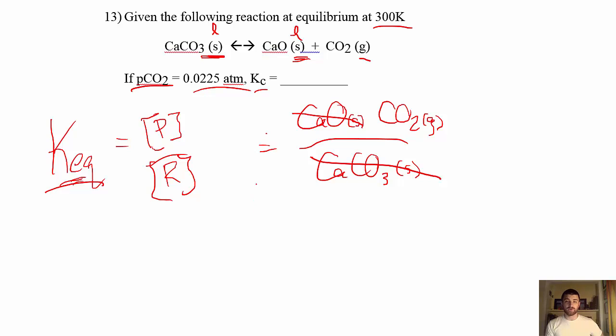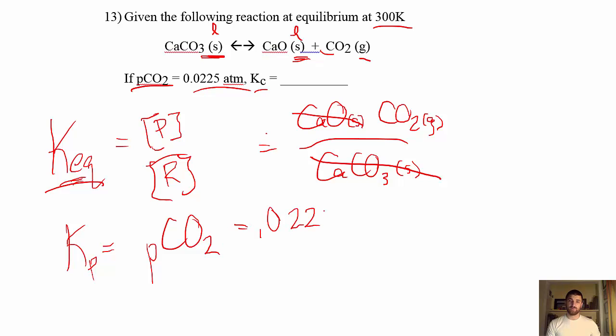So what they really just told us was that Kp is 0.0225 atmospheres. The Kp expression is really just the pressure of CO2. Coefficient of 1, so I don't have to do anything to it. So they're really telling me that the pressure of CO2 is 0.0225 atmospheres. And what they want is the Kc. So we have to convert this pressure into a concentration. We have to get it into molar.